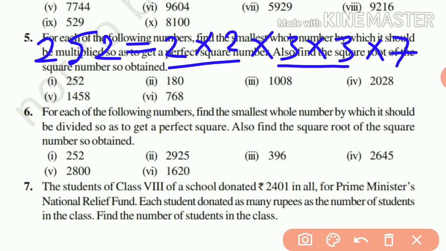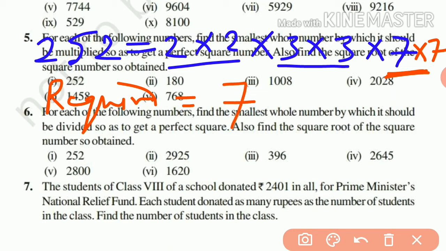So when we multiply by 7 in this number, the pair of 7 becomes complete. So the required number by which we will multiply the given number to become a perfect square is 7. The required number is 7. That is one answer. And the second part of this question is to multiply the given number by this number and then find the square root.